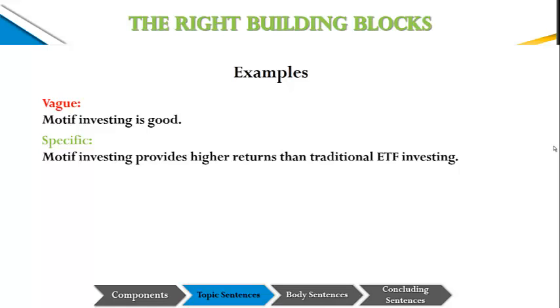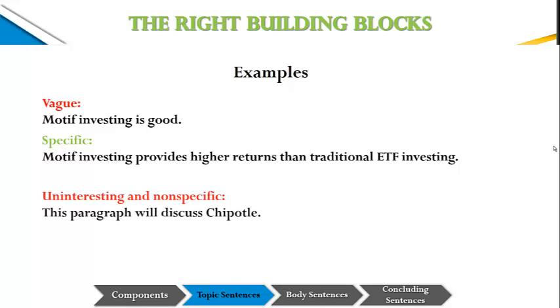So let's imagine in this paragraph we're contrasting motif investing with ETFs. We might say motif investing provides higher returns than traditional ETF investing. Or we could argue the other way around, but in either case, we would have to provide the details and the data to back that up in the paragraph. And regardless of which way we're arguing, with this kind of topic sentence, the reader knows exactly what's coming in the paragraph, and it piques more interest than that first sentence.